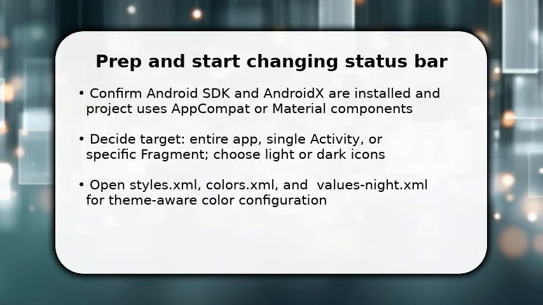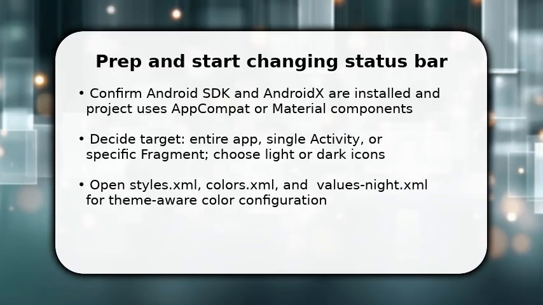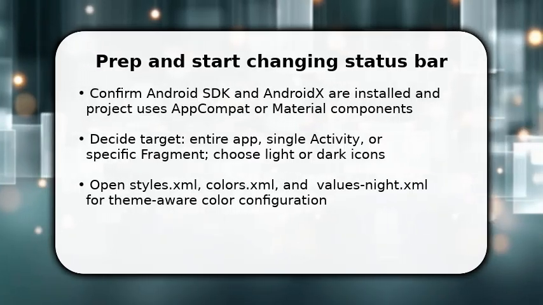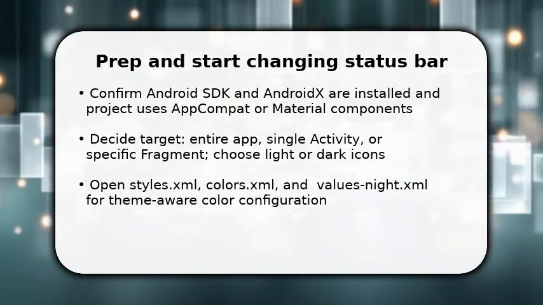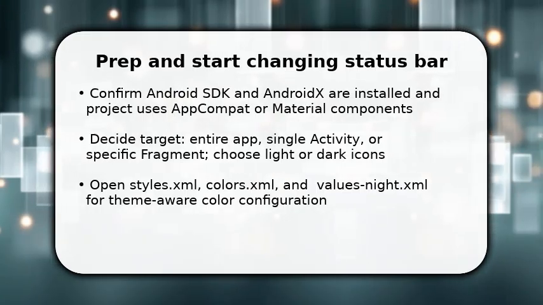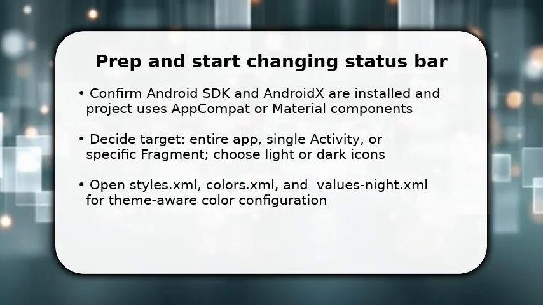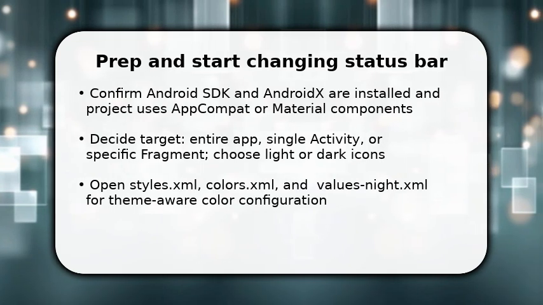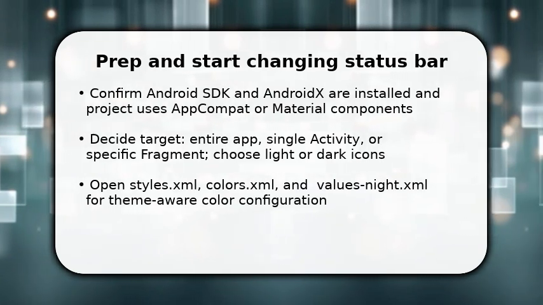Now open styles.xml and colors.xml so you can modify theme attributes. Keep values-night.xml handy for dark mode. Next, we'll show the first code changes in styles and manifest to enable drawing system bars.